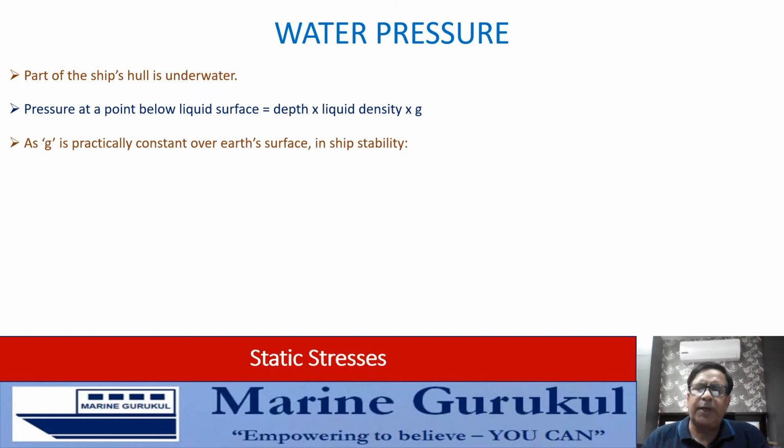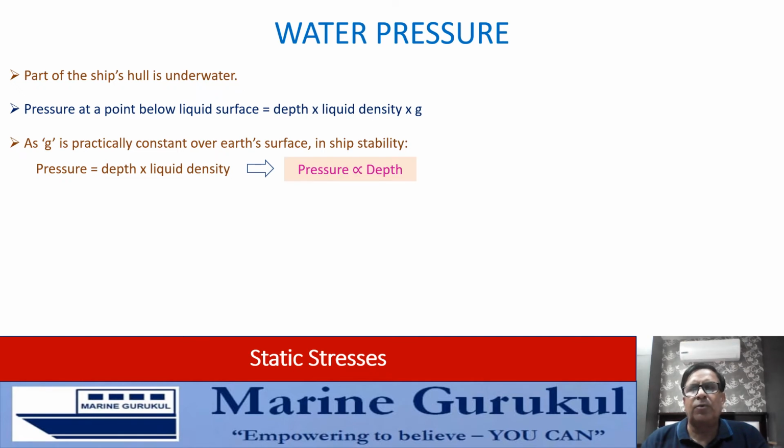Why? Because G is practically constant on the surface of the earth, barring a very small effect because of change in latitude, which can be ignored. So if we treat G as constant over the surface of the earth on which the ship is floating, then in ship stability, to keep the calculation simple, we say pressure is equal to depth times the density of the liquid, which implies that the pressure is directly proportional to the depth of the point or the surface below the liquid surface.